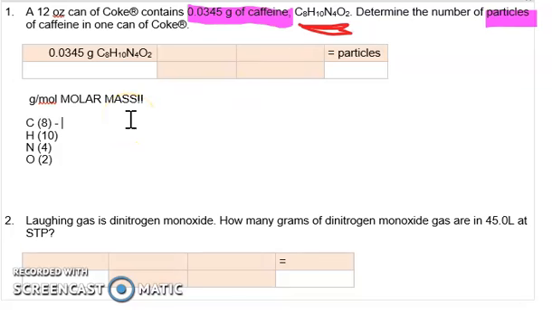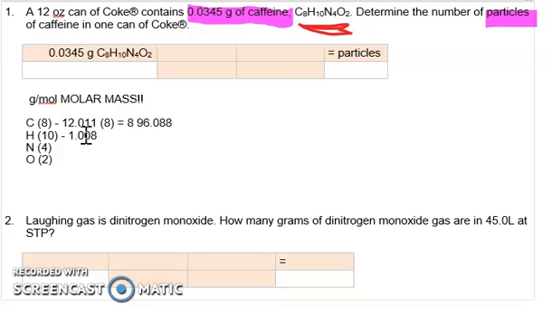Alright, so I have to find the molar mass of this whole compound, so I have to add up each and every single atom in this compound. I know that the mass of carbon, just one, is 12.011 grams per mole, right? But I have 8, so I'm going to multiply this number by 8. So 12.011 times 8 is 96.088.